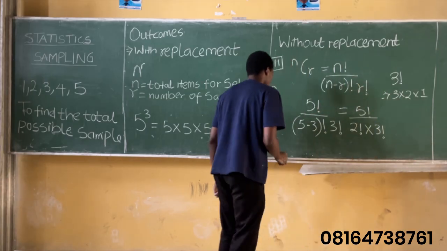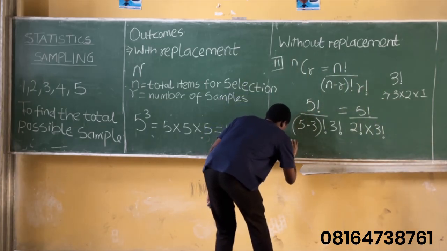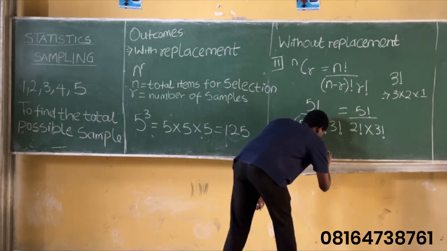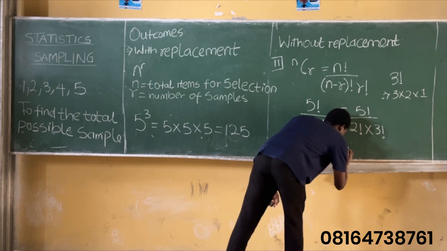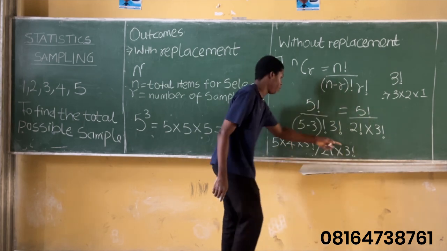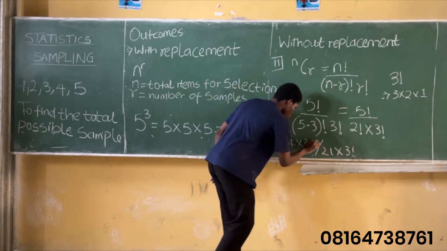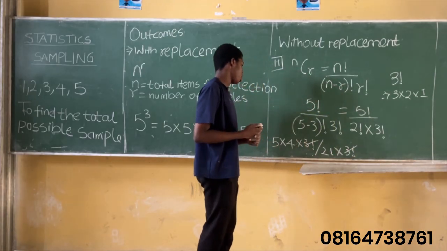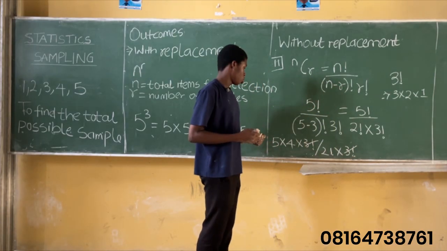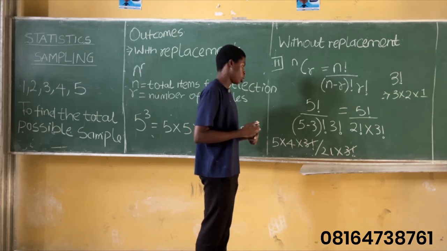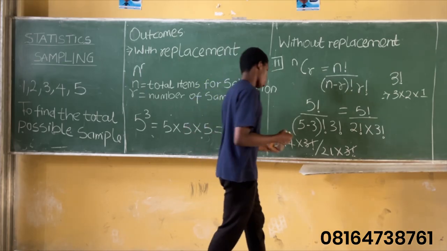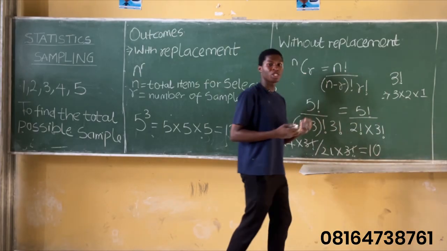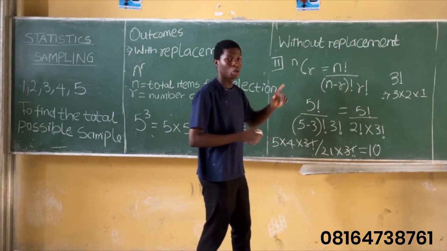So we'll be breaking this out. This is 5 times 4 times 3 factorial divided by 2 factorial times 3 factorial. So this 3 factorial is going to cancel this out. 2 factorial simply means 2 times 1. So 5 times 4 is 20, 20 divided by 2 is 10. So we have 10 total possible sample outcomes without replacement.